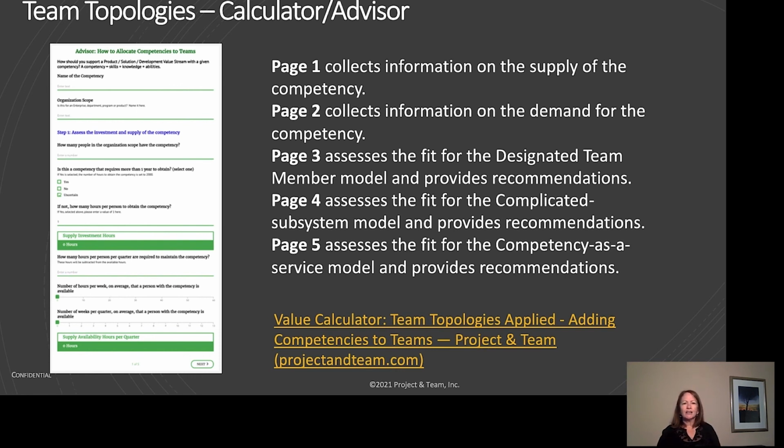Let's make some good enough estimates. So it's going to collect information on the supply of the competency, the demand for the competency, the parameters I talked about, assess the fit for the designated team member model, right? Whether it's one specialist per team, a complicated subsystem team, or the competency as a service model. And it provides recommendations. It's going to assess these different options and give you recommendations.